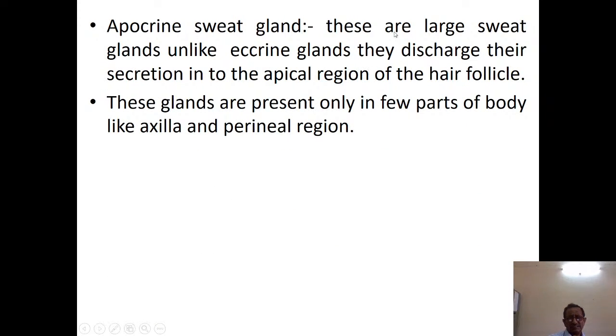Apocrine sweat glands. These are large sweat glands. Unlike eccrine glands, they discharge their secretion into the apical region of the hair follicle. These glands are present only in a few parts of the body, like the axilla and perineal region.